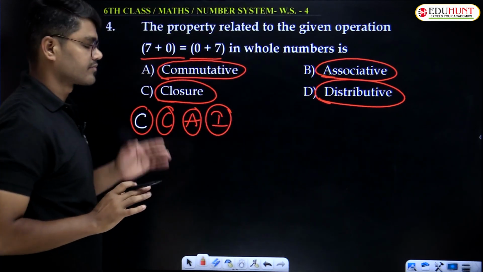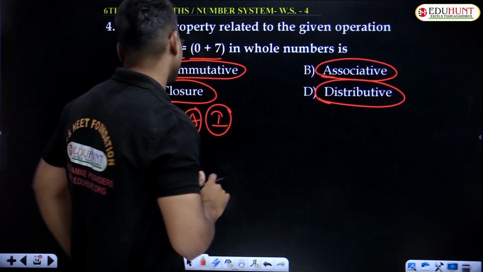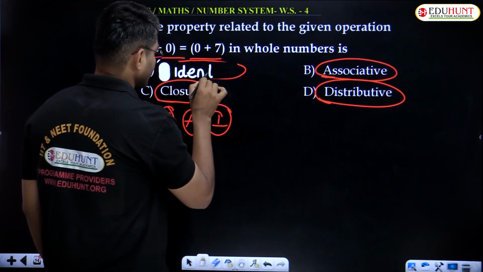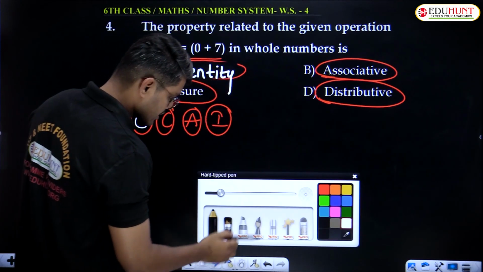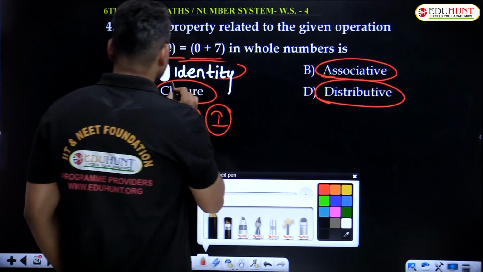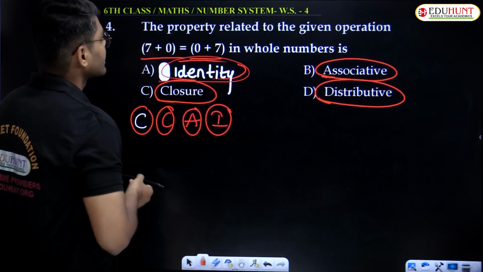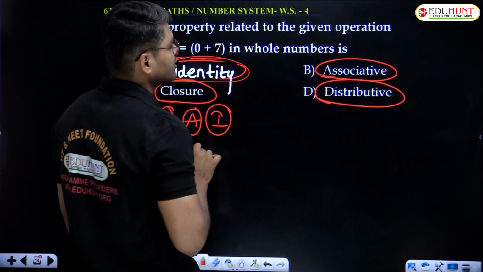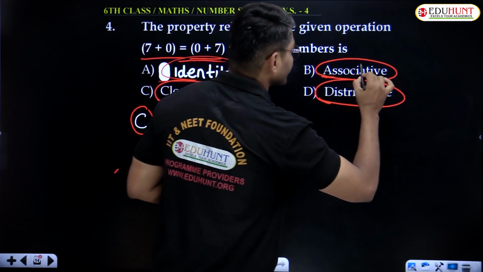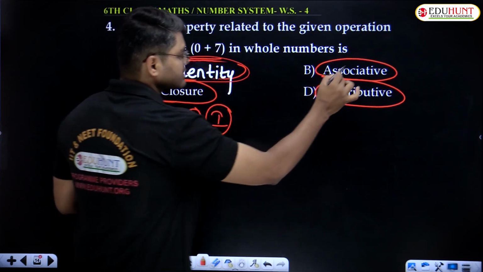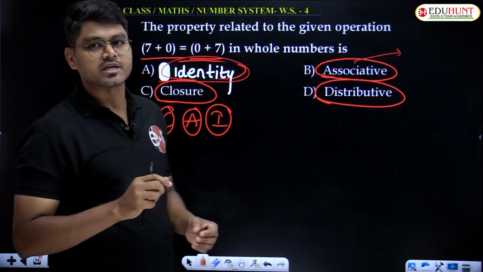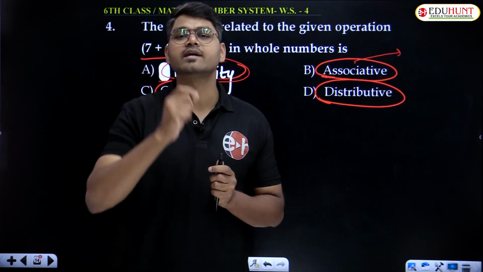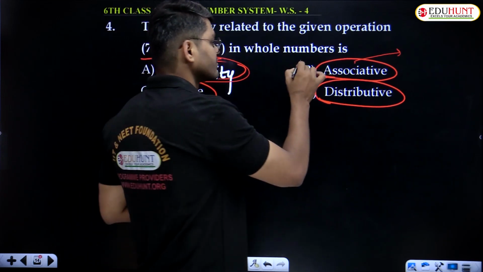We will discuss each and every one here. If you missed the concept, now you learn the concept. See here, this is identity. So which is the correct property among the operations? 7 plus 0 is 0 plus 7 in whole numbers. First, associative property. What is associative property? Associative property means we have to take 3 numbers. Are there 3 numbers? No, only 2 numbers are there, that is 0 and 7. So associative property we cannot.